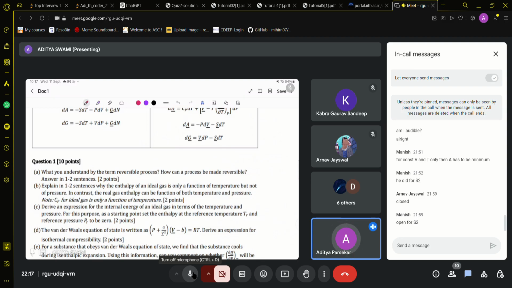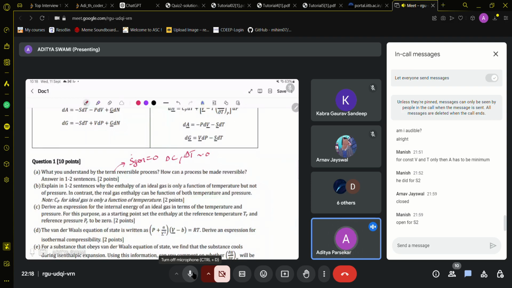What do you understand by the term reversible process, and how can a process be made reversible? A reversible process is basically where the S dot gen term will be equal to 0, and this can be achieved by changing the process in very small steps. This is what you might have studied in JEE as well, that for a reversible process the steps taken to bring about change in the system should be very small. So this is the answer to that question.